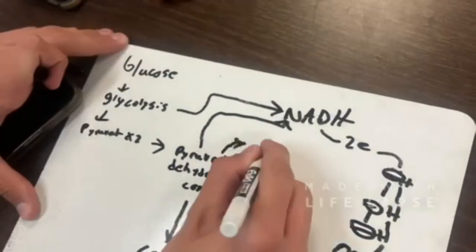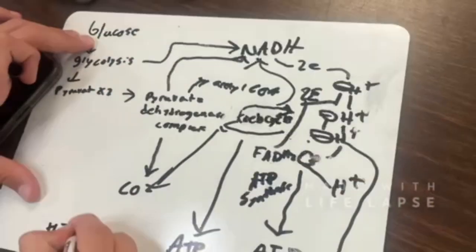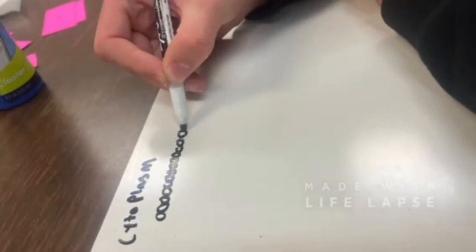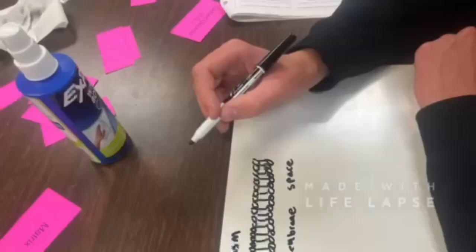Glucose is the starting molecule of glycolysis, NADH is the electron carrier that is produced during glycolysis, pyruvate is the end product of glycolysis, and ATP is the energy currency of the cell.